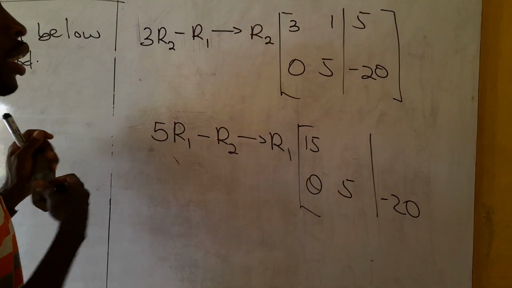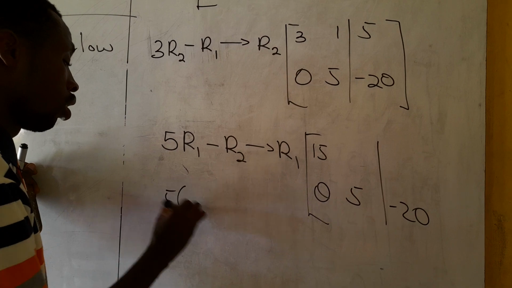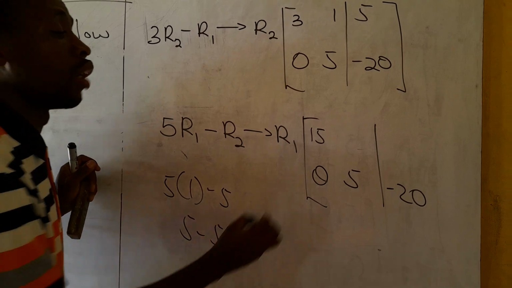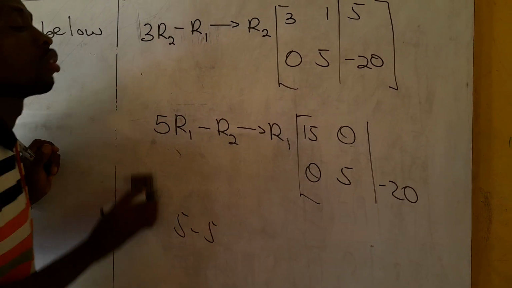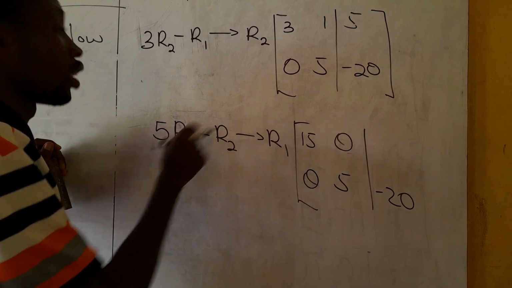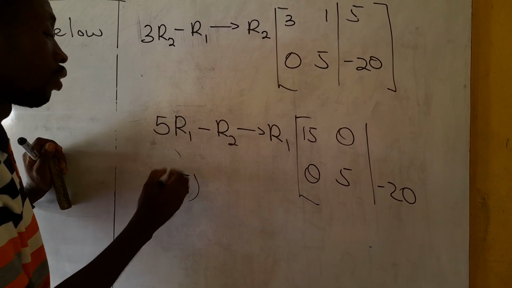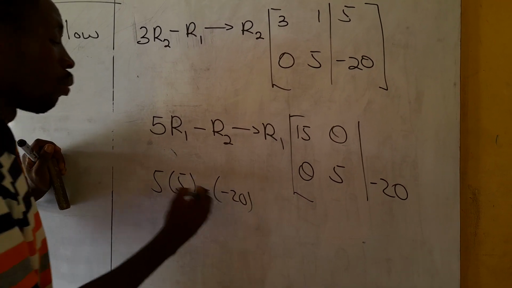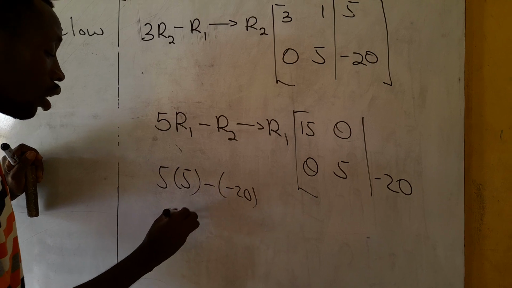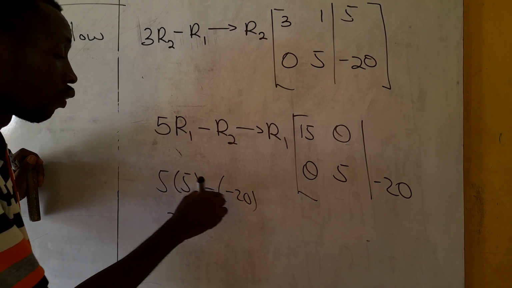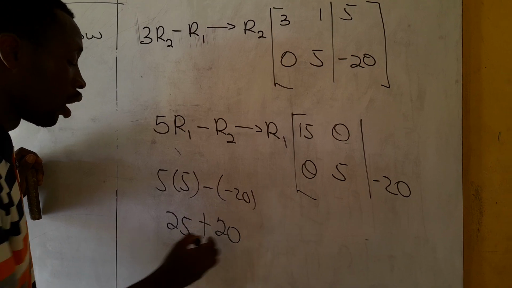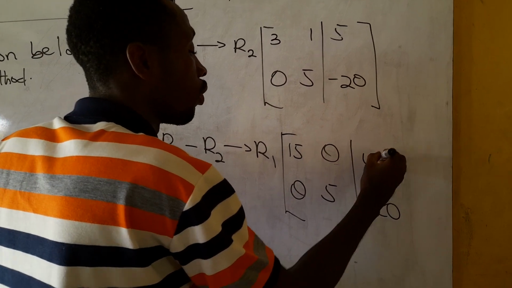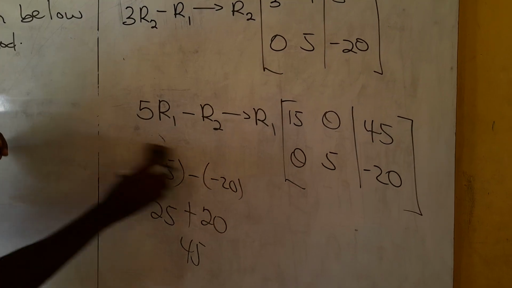The next one, this. 5 times 1, R2 is 5. 5 times 1, 5. 5 minus 5 is 0. This place becomes 0. Then this. What's our R1 there? It is 5. What's our R2? It is negative 20. So minus negative 20. 5 times 5 is 25. Negative, so this will become plus 20. 25 plus 20 is 45. So, 45. I hope you get that.